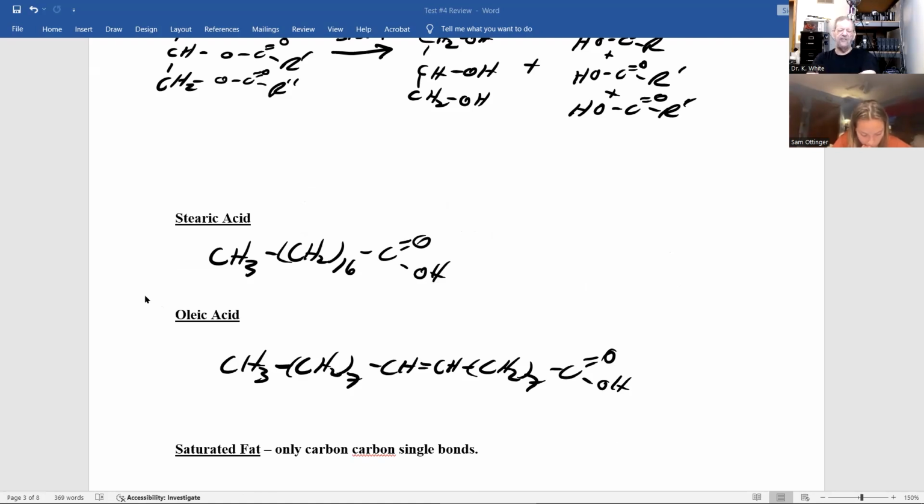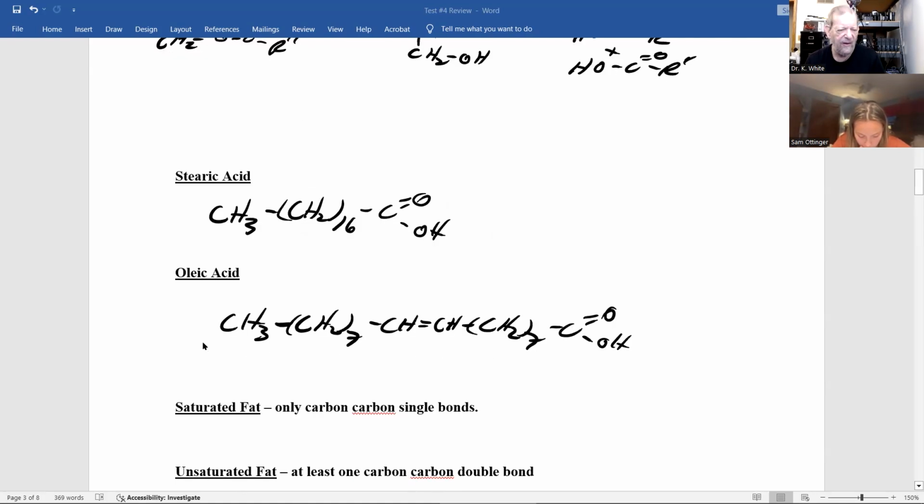And if I draw the structure of stearic acid, you should know how to do that. And here, instead of writing CH2 16 times, I use paren CH2, close paren 16. Stearic acid has 18 carbons. It's a saturated fatty acid, meaning there's no carbon-carbon double bonds. And here's the structure. Now, there's a monounsaturated, 1 double bond fatty acid, and that's oleic acid.